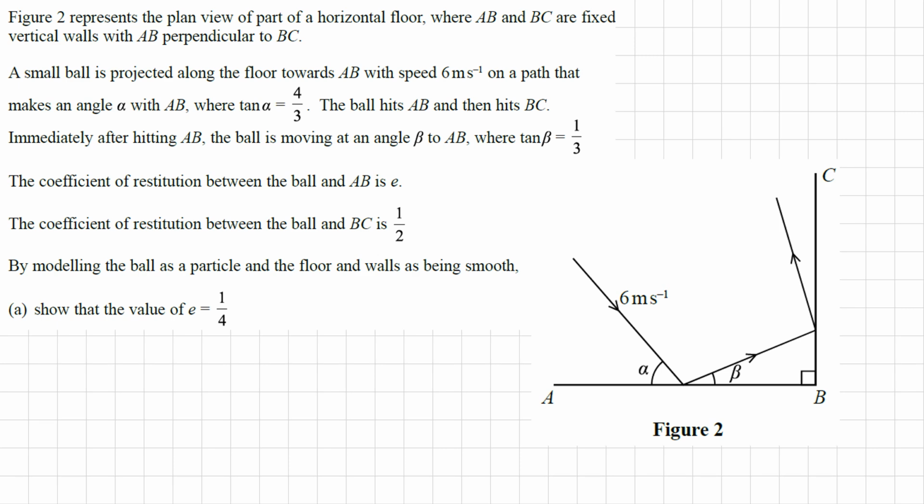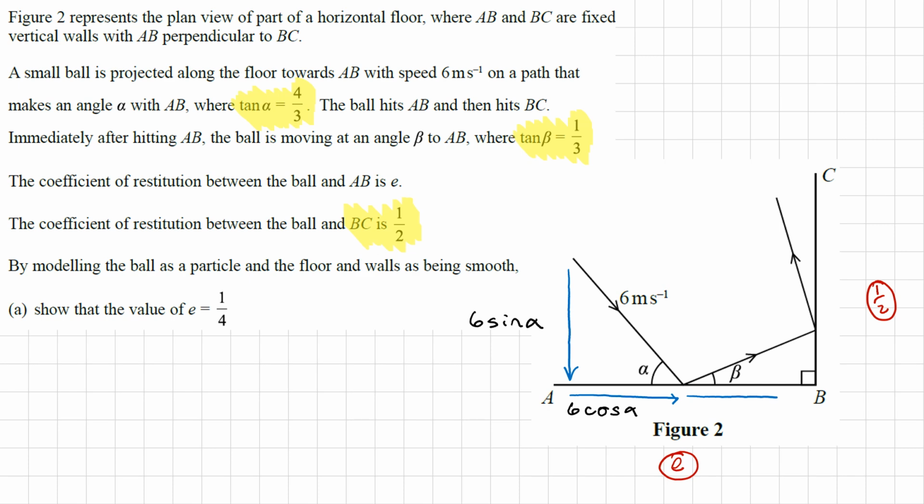So we'll start by looking at any information that's in the question that's not on the diagram. For example, tan alpha, tan beta, that's not on the diagram. We have the coefficient of restitution of BC as 1/2. Let's put that there. And the coefficient of restitution of AB is E, and that's what we need to find. Right, so let's start putting the components of these velocities on. So we'll start over here. So we'll have 6 sine alpha, and here 6 cos alpha.